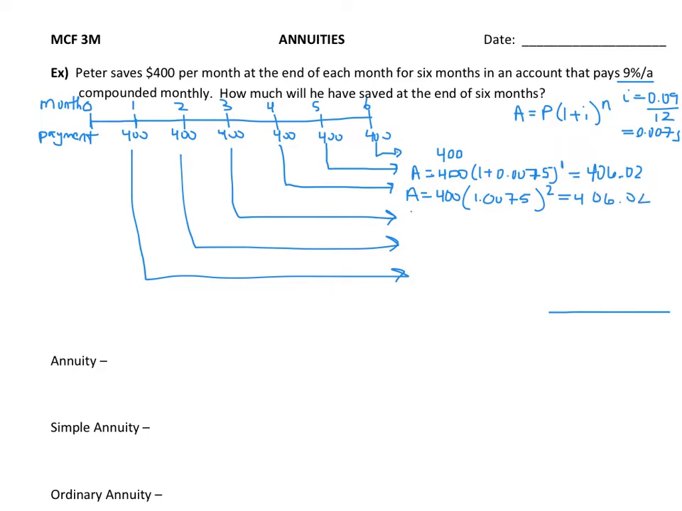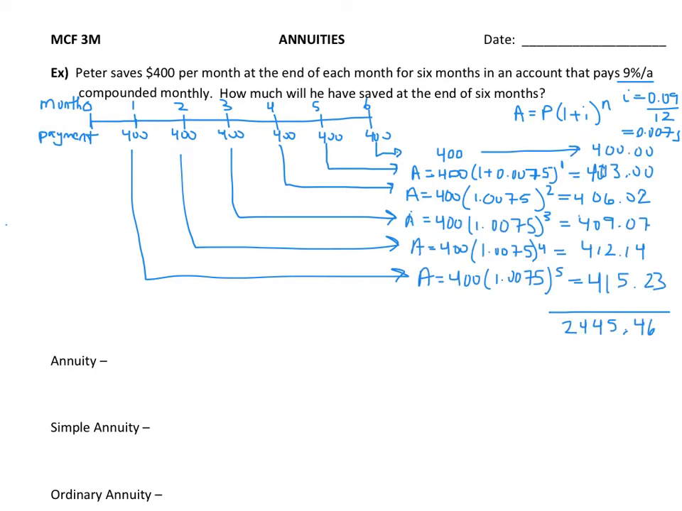And I just realized I had made a mistake here. That wasn't 406.02. That's what the second one was equal to. This one should just be $403. Okay, so by putting $400 per month in at the end of each month for 6 months into this account, he ends up with $2,445.46. So this is an example of an annuity.